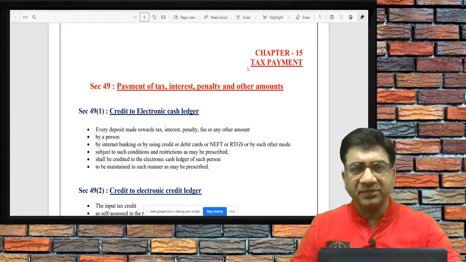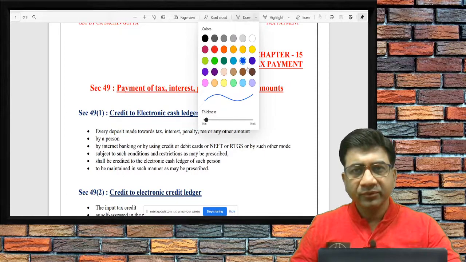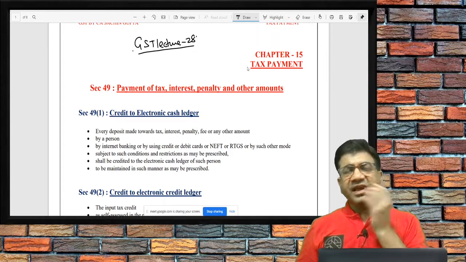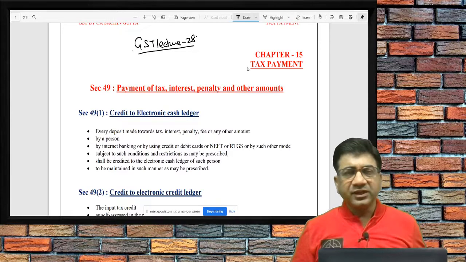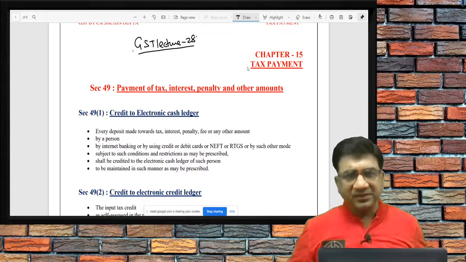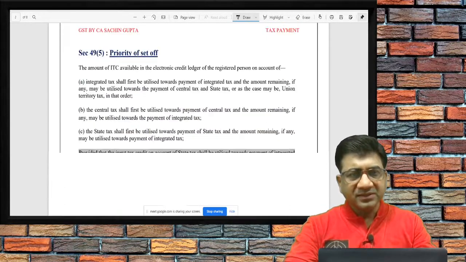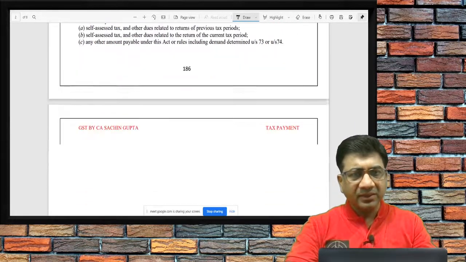Today's GST lecture number 28, and we are on the verge of completion of GST and tax payment. What is the due date of deposit of GST? In fact, the due date of deposit of GST is given here.